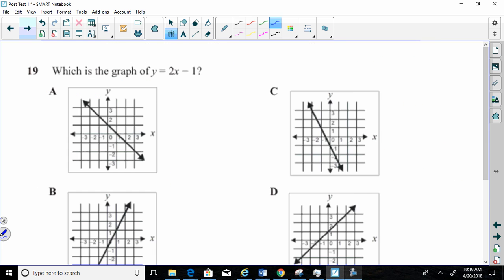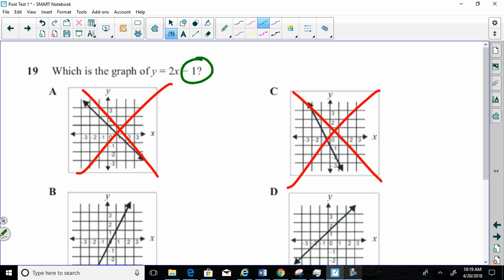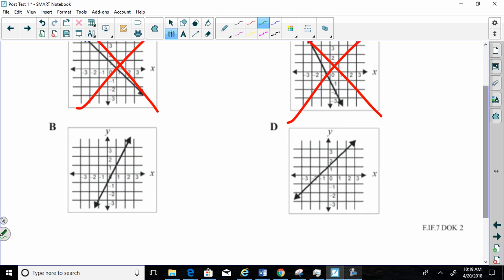Alright. Is y by itself? Yes, so what's the slope? 2. Is it positive or negative? Positive, so it should be going up or down? Up. So which one's not going up? Well, A is going down. And C. Then what's your y-intercept? -1. So which one has a y-intercept of -1? B. And so we know because it's -1, we go up 2 over 1.